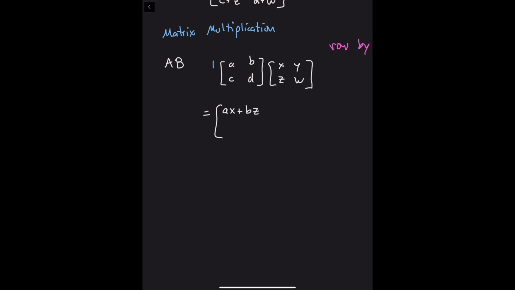Now we look at this row and this column. Remember, we're still at the first row, but now at the second column, which means we're going to go to this spot in our resulting matrix. So this is going to be AY plus BW. And then if we keep going, following the pattern, CX plus DZ and CY plus DW. This is now our matrix multiplication.